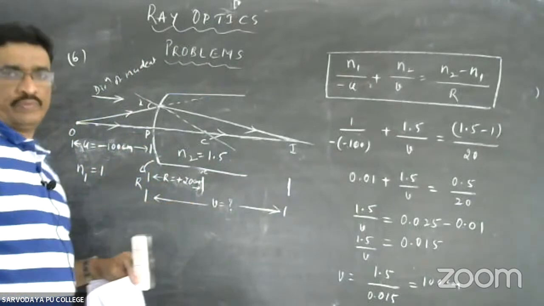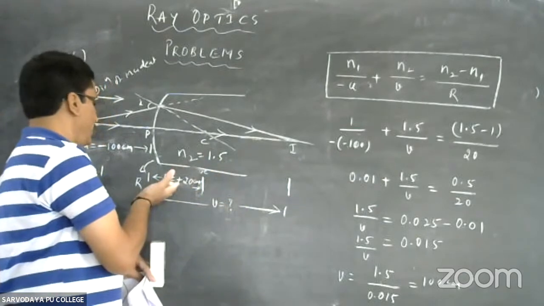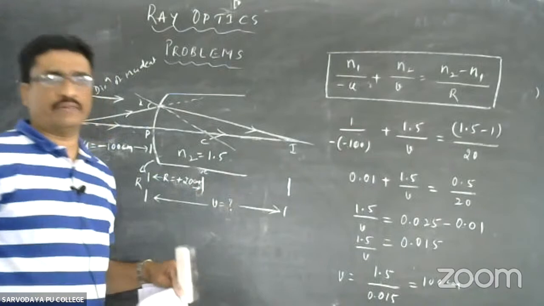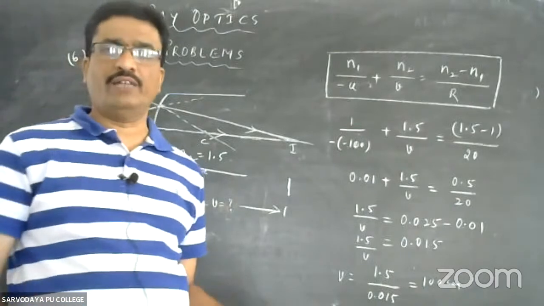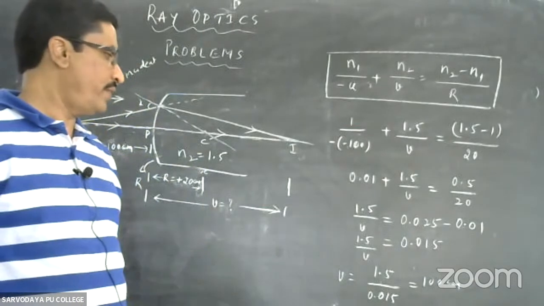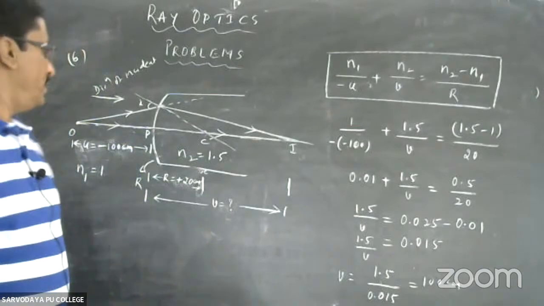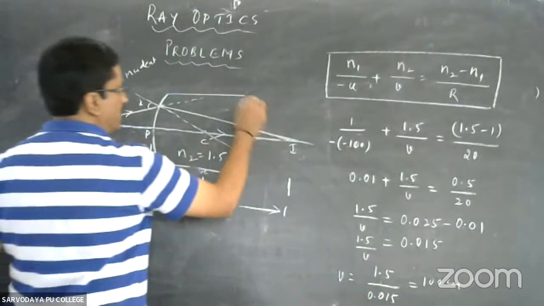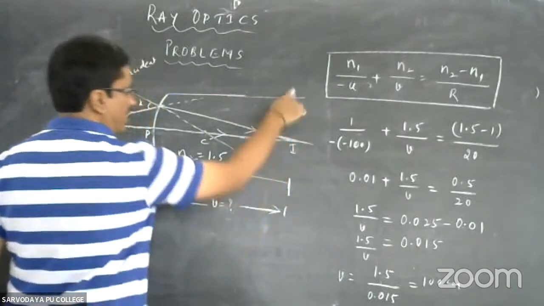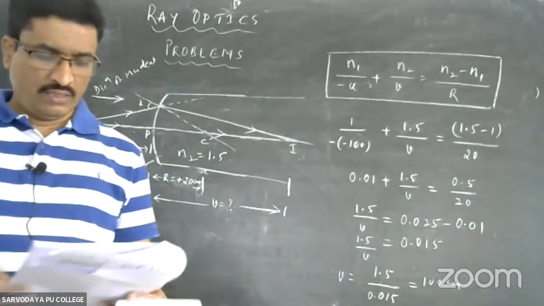This is the same. This is happening because of the values of the refractive index, radius of curvature and object distance that we are considering. Values are given such that they simplify easily. Therefore, my image is produced at 100 centimeter from this surface, inside the glass. Thank you. Okay, this is the problem.